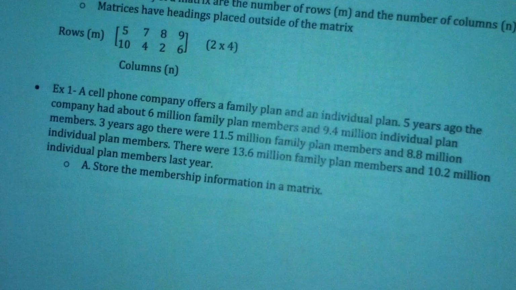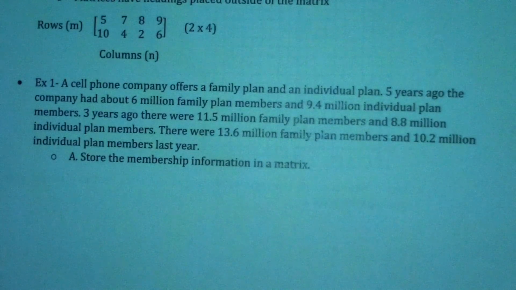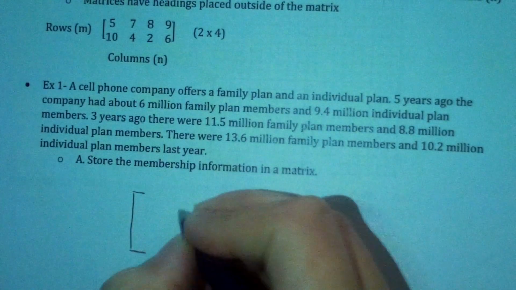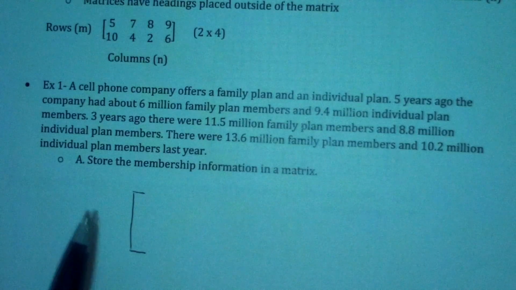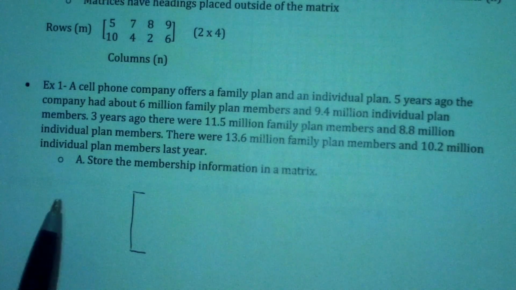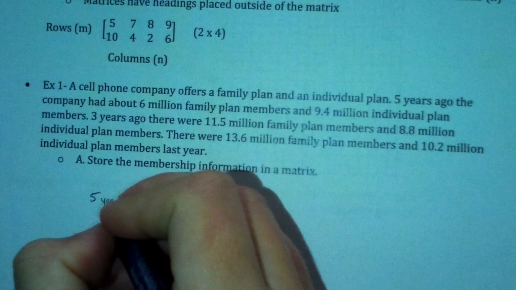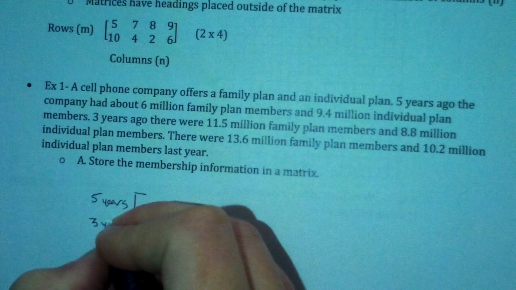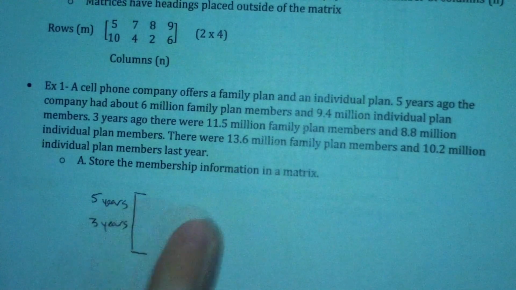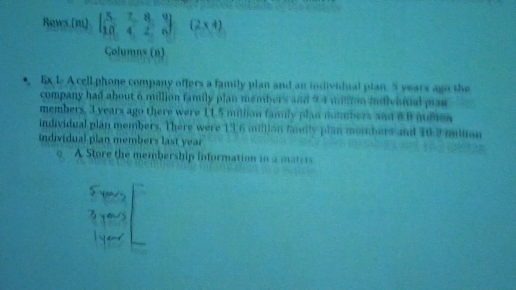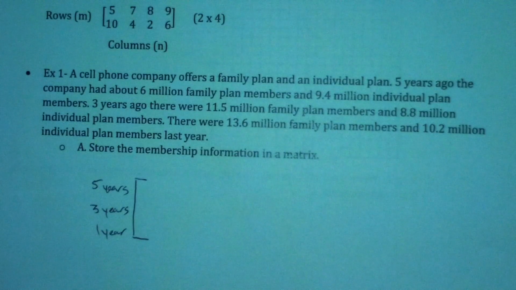One of them is a longer one where we have our years out front here. You just put whatever your labels are on the outside. So I'm going to go 5 years, 3 years, and then the last one says last year, so I'm just going to make that 1 year ago, or just 1 year. Then our other pieces of information would be differentiating between the family plan and the individual plan. So my label across the top, I'm just going to do F for family plan and I for individual plan.